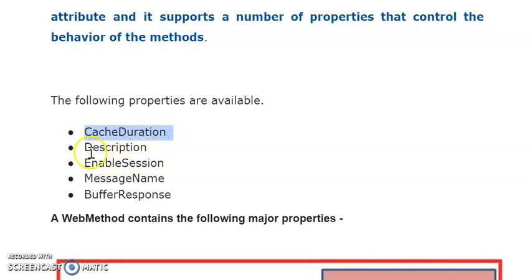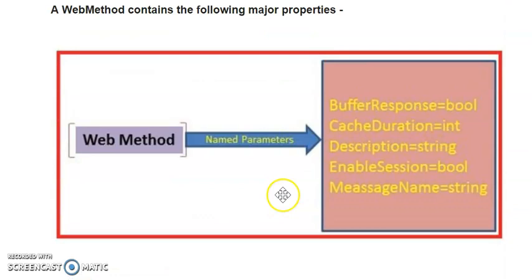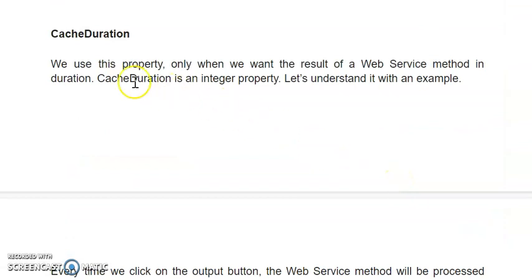One is cache duration. Second, description. Third, enable session. Then message name and buffer response. Now first one, you can see here the web method with this cache duration. Suppose you have created one web project, and with that you have a button and you are clicking for the response. Next time, suppose you want to refresh it again, you will re-click that particular button and it will retrieve the responses.